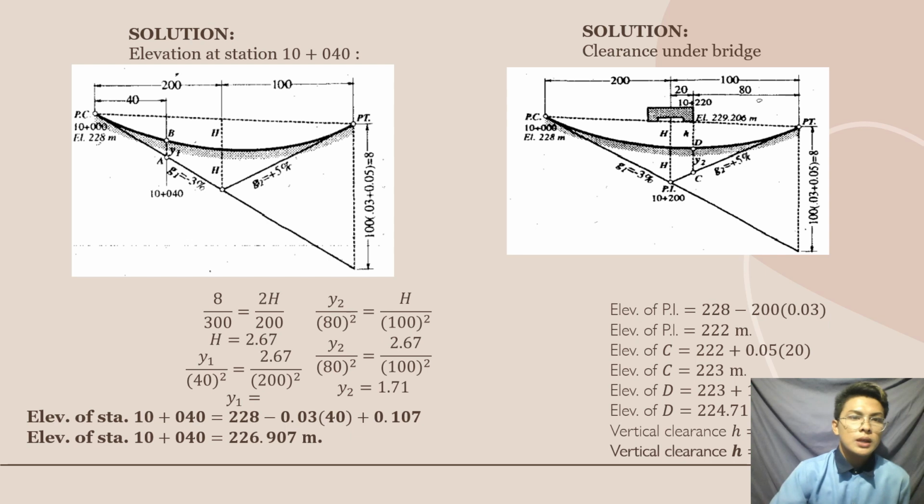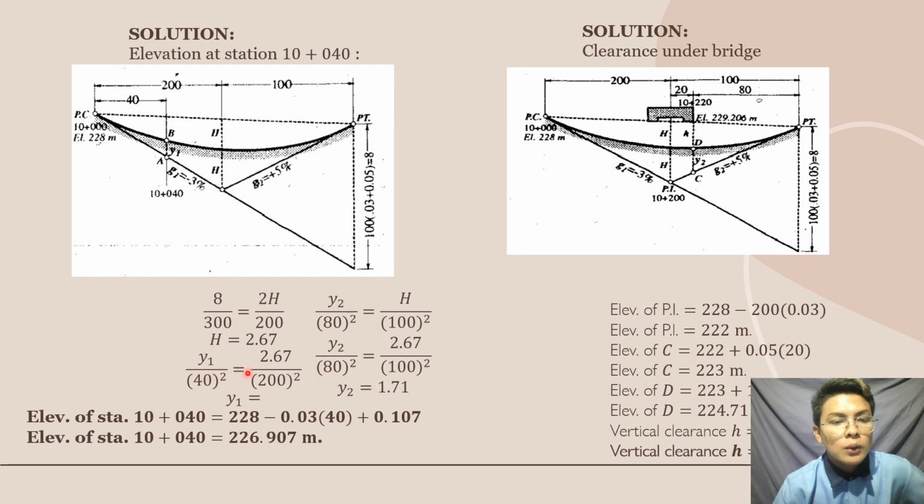First, we must get our elevation at station 10 plus 040. Here's our given figure. So we must first get our h by using the formula 8 divided by 300 is equal to 2h divided by 200. Then we must get our h, which gives us h is equal to 2.67.